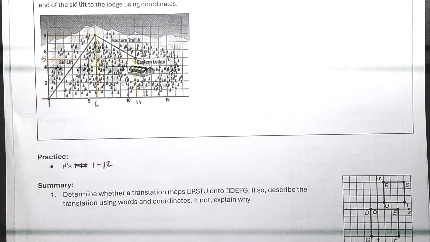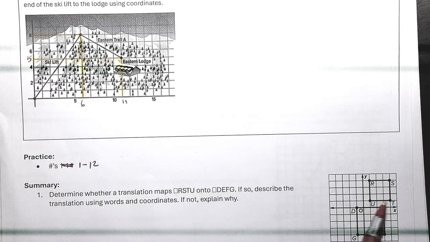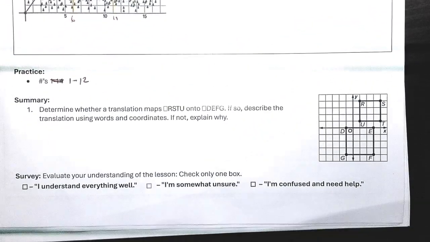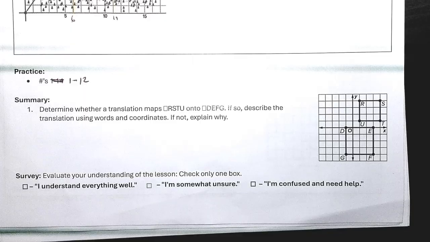Practice, we did 1 through 12. The summary is talking about this picture over here. It's asking if this is mapped to that. And, so this is a little bonus for you guys that are paying attention, because I'm not going to write it down. But if you need me to tell you that those two shapes are not the same size, then we need to go to the eye doctor, children. So again, if you're listening and not just taking notes, you'll understand that that's not a translation, because those are not the same figure.